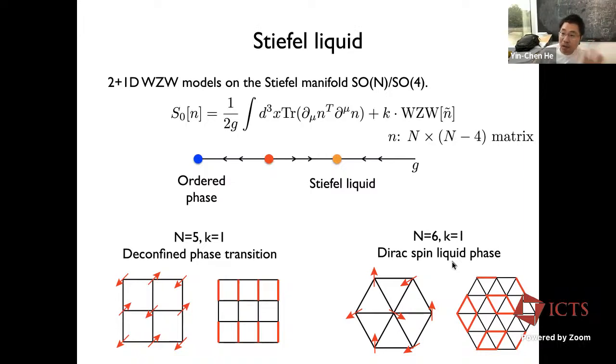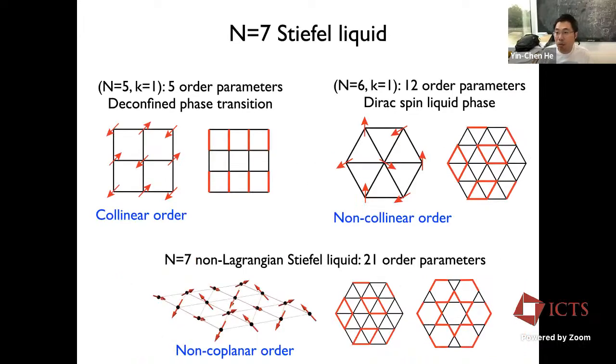That is, this n matrix will have 12 components, and 6 of them will be this non-collinear magnetic order, and 6 of them will be this valence bound solid. It's pretty physical and easy to visualize. Okay, now we want to do something more exotic, that we go to a slightly higher n, that is n equal to 7. And we ask, what could this be? For n equal to 7, there will be 21 order parameters.